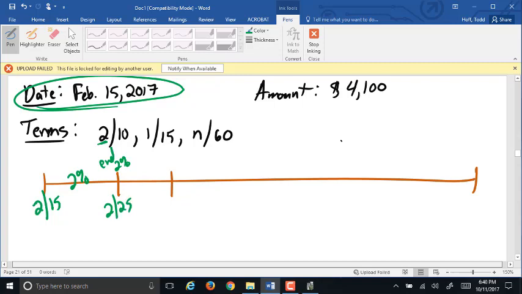After that, there's a short period where they would still get 1%. What day does the 1% end? 3/2. Very good. That's 15 days from the invoice date. So February 15th, you go 15 days out, it is March 2nd.